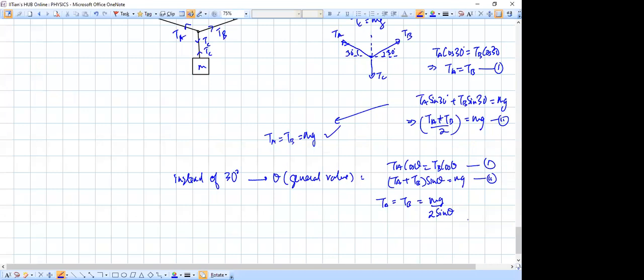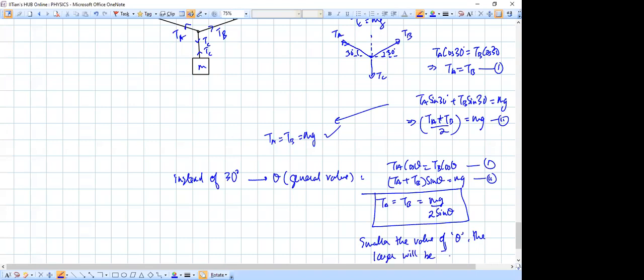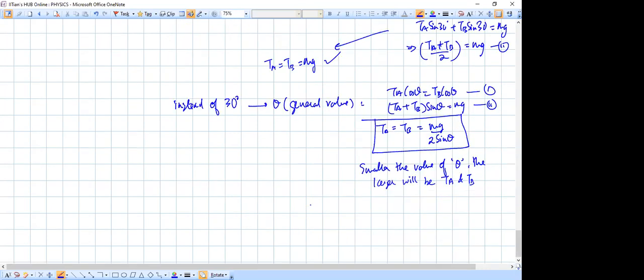From this you can see, the smaller theta will be, TA and TB will be accordingly large. So you'll see that the smaller the value of theta, the larger will be TA and TB. So we have the condition here that therefore TA equal to TB will be tending to infinity, as theta tends to 0.